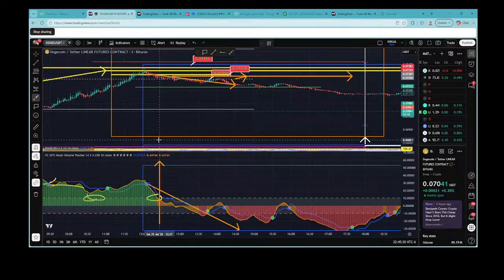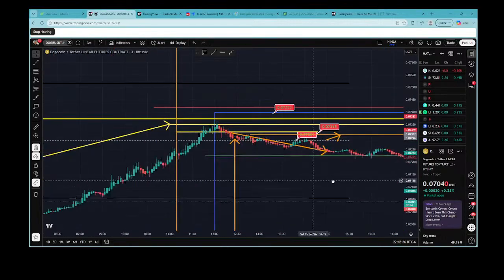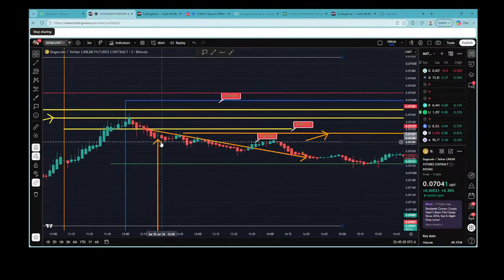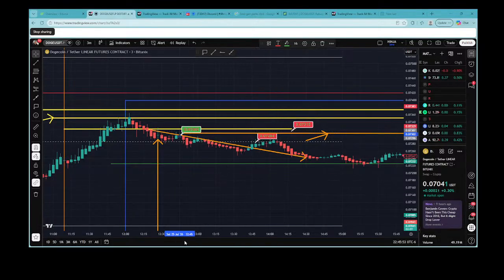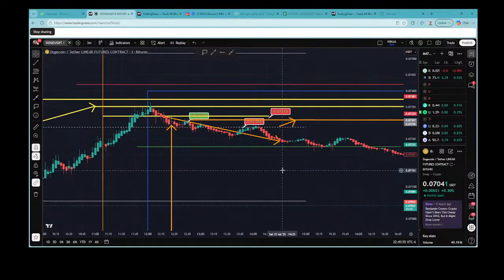So if I roll this up to here, I know that I'm entering now because I broke below my threshold right here. So all I'm going to do here is wait for a bounce. The moment it bounces, which is here, I take that entry. That's my entry right there. That's it.